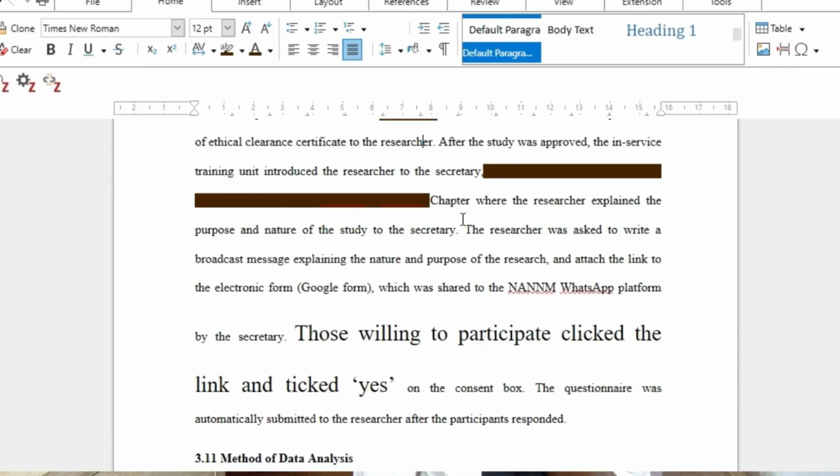I wrote that the researcher was asked to write a broadcast message explaining the nature of the study and the purpose of the research and attach the link to the electronic form, which was sent to the WhatsApp platform by the secretary. Those willing to participate click the link and tick yes on the consent box. Now, I don't know if you've spotted what's actually wrong between the sampling technique and the method of data collection, but if you haven't, I'm going to point it out for you.